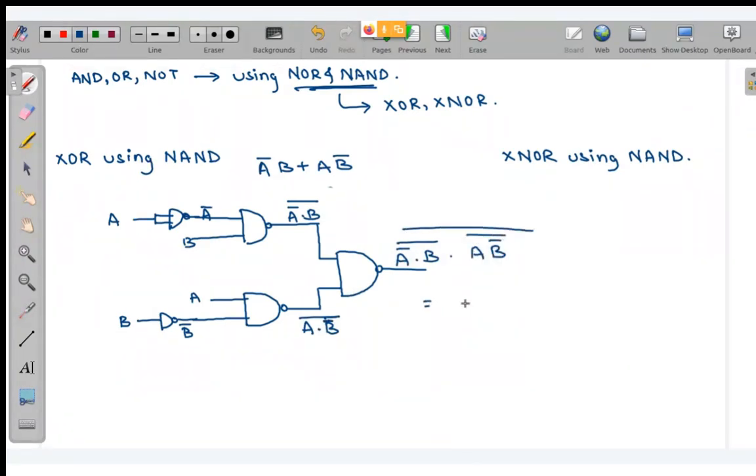So you will be writing something like this: A complement B plus A B complement, and you will say, sir, for constructing an XOR gate using NAND, we require 5 NAND gates. You might be telling like this, but actually this function has a special kind of symmetry.